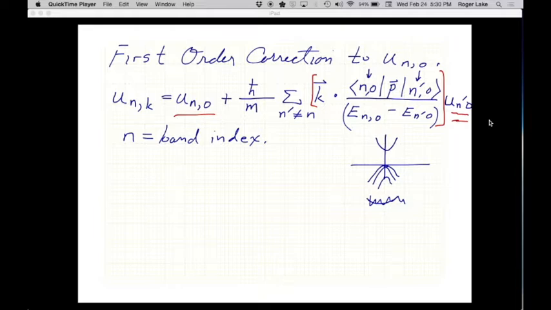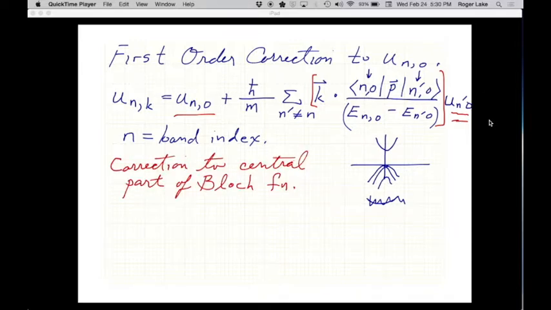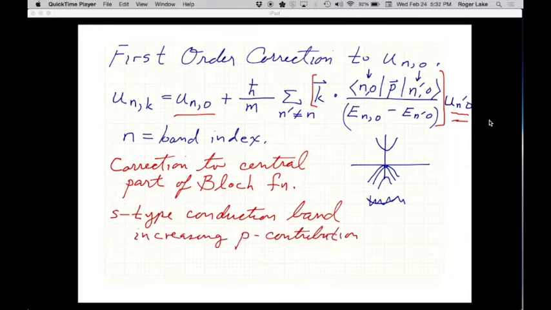So this is what they call a correction to the central part of the block function. I mean, what we did analytically was just solve the SP3 model right at gamma. But this shows what happens. It immediately shows you that the states start mixing as soon as you move away from gamma. They're no longer pure S or pure P. So your S-type conduction band is going to have increasing P contribution as K increases away from 0.